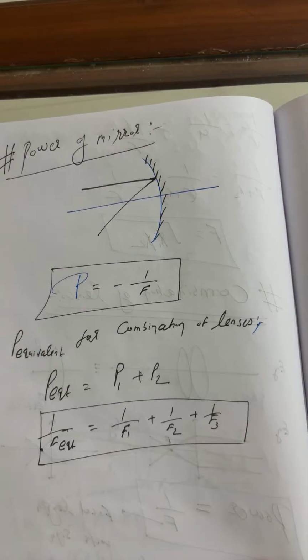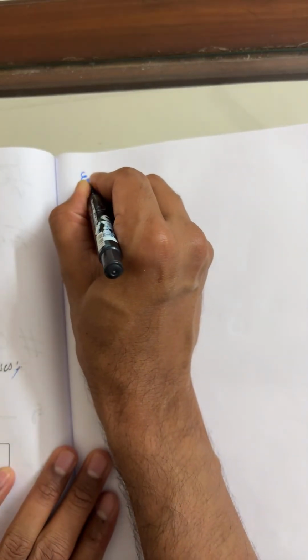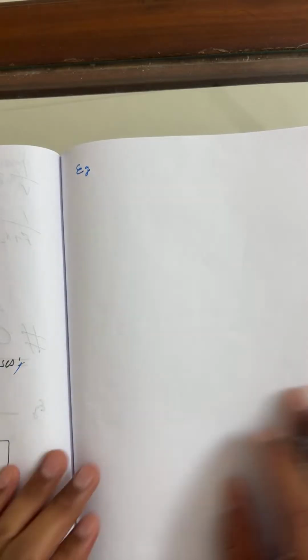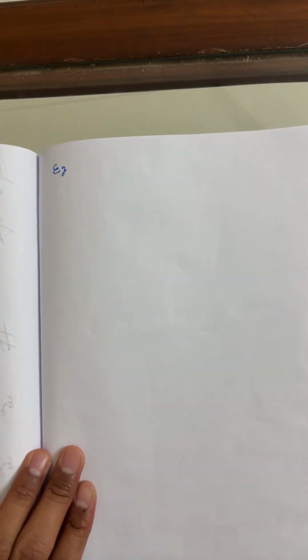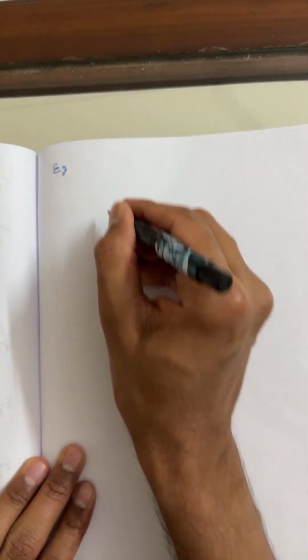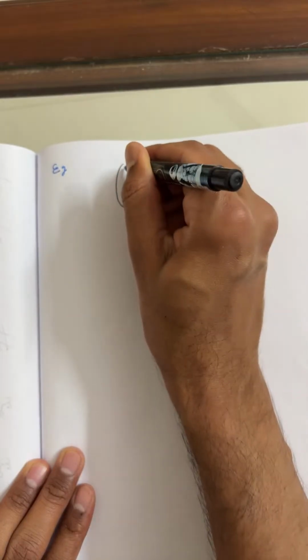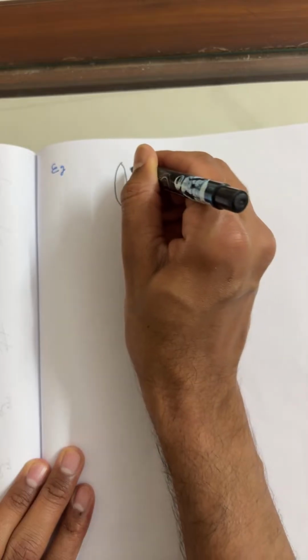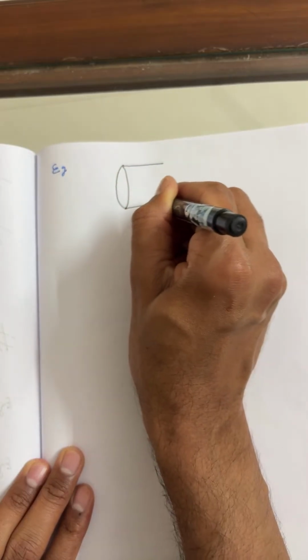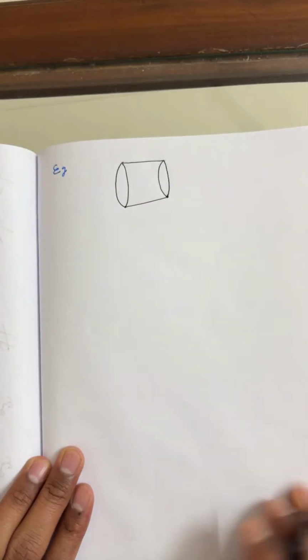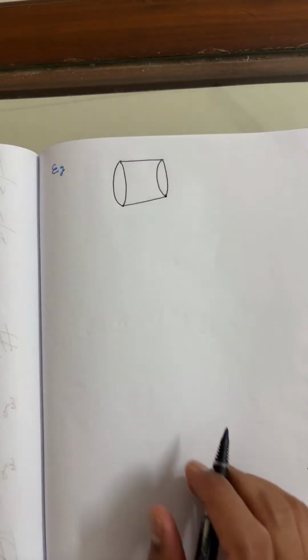Now, students, I'm going to discuss a numerical based on this. So this is the question based on this. Just pay attention to learn how this is done. Okay, students, here I'm considering three lenses, a combination of three lenses.